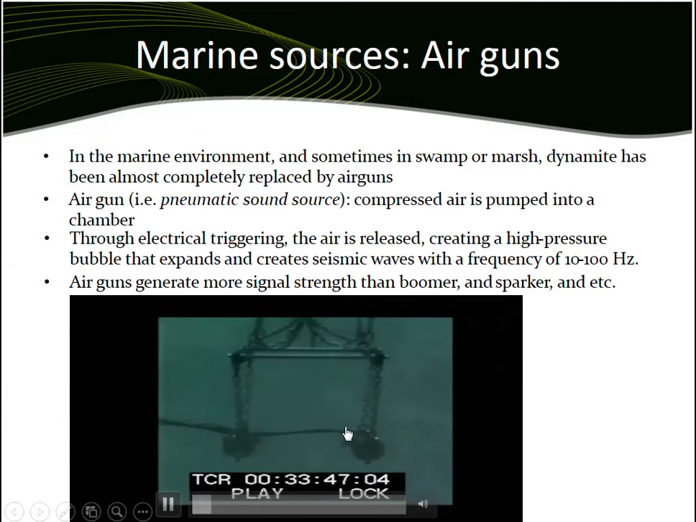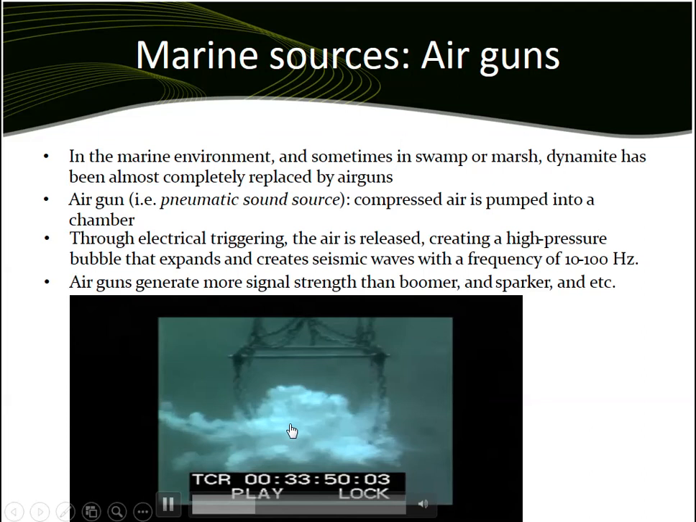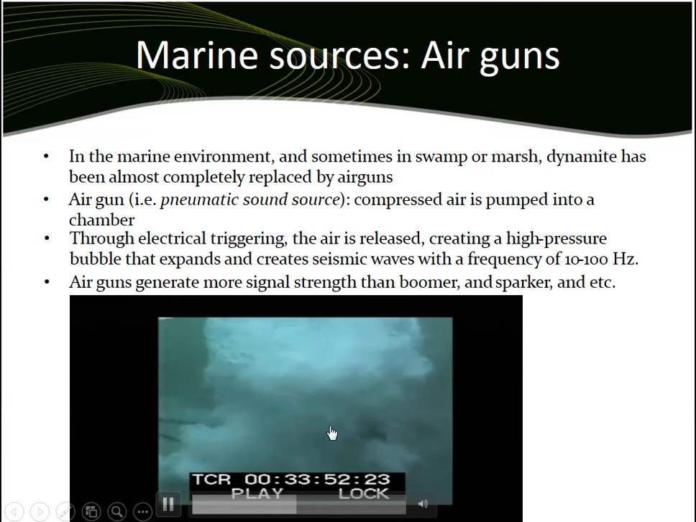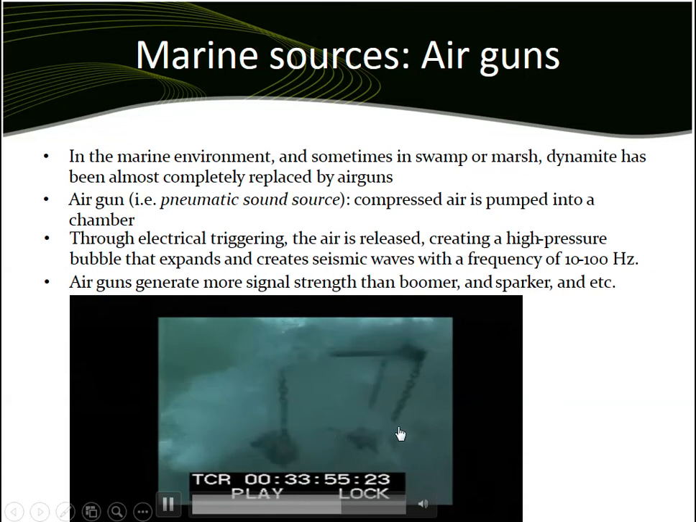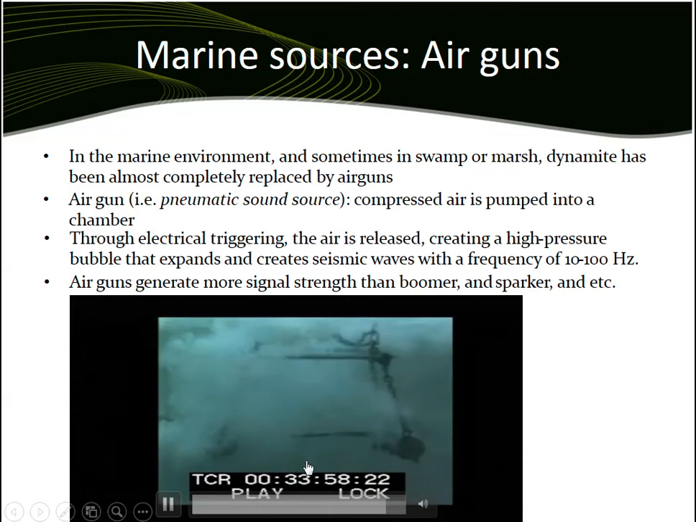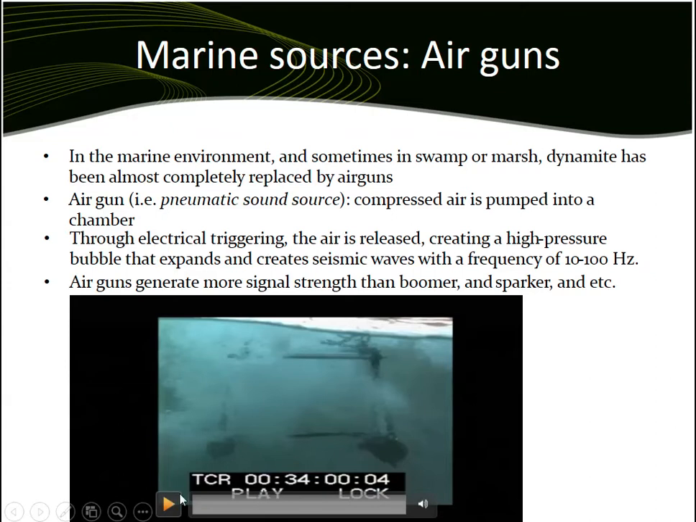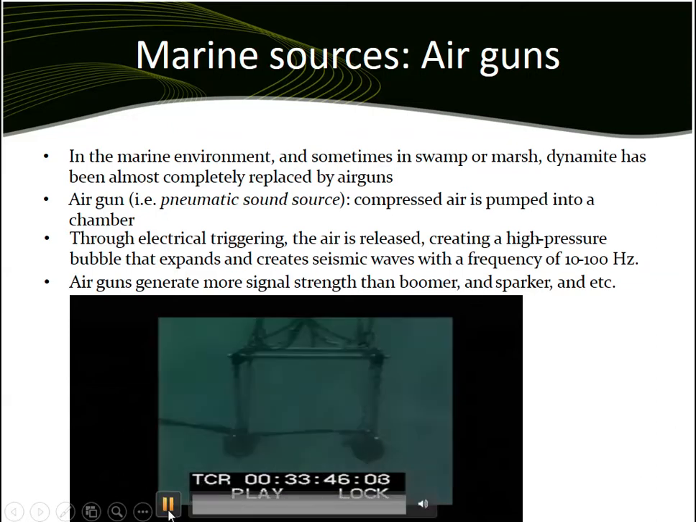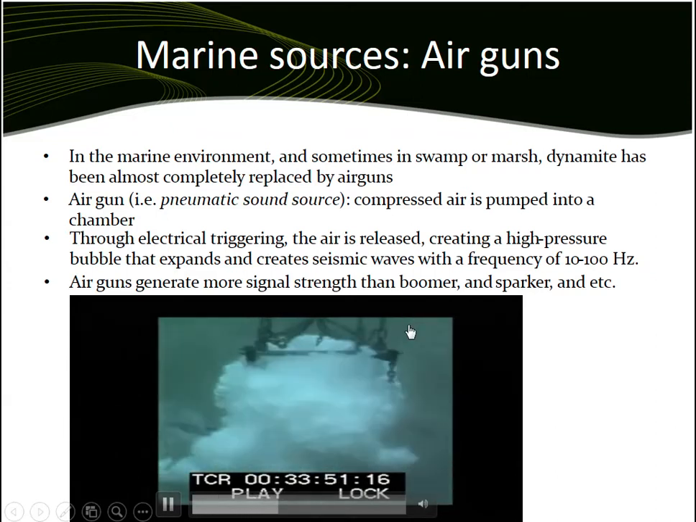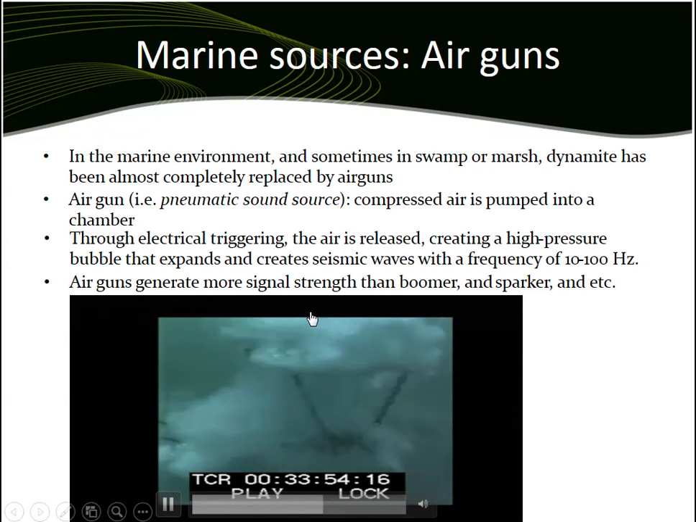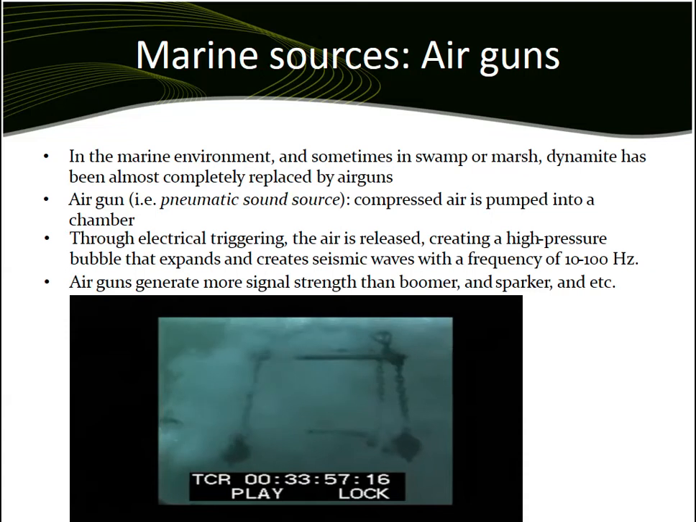So air guns are pneumatic sources in which a chamber is charged with compressed air, like here, and fed with a hose from a shipboard compressor. The air is released by electrical triggering through the side vents into the water in the form of high pressure, with an operating pressure of around 10 to 15 megapascals and a frequency of 10 to 100 hertz. It has the best signal strength compared to other sources such as a boomer or sparker. I'm going to explain in more detail in the next slides how it is operated.